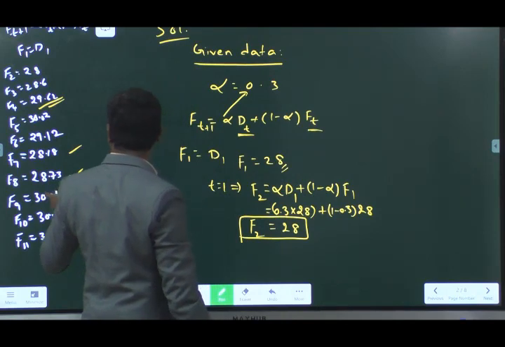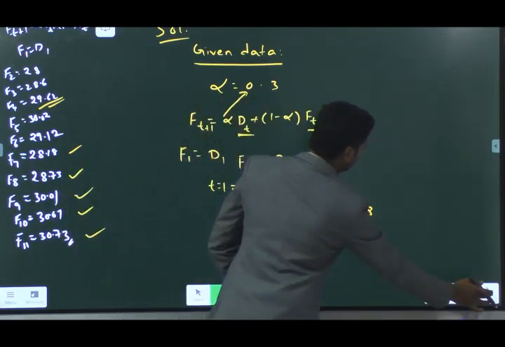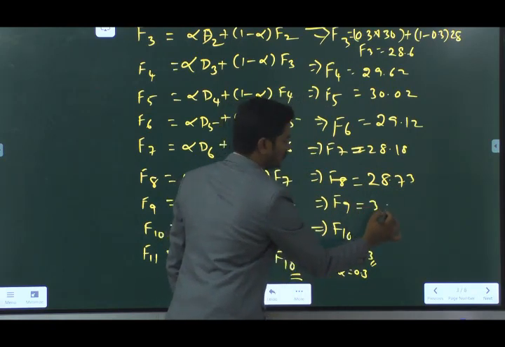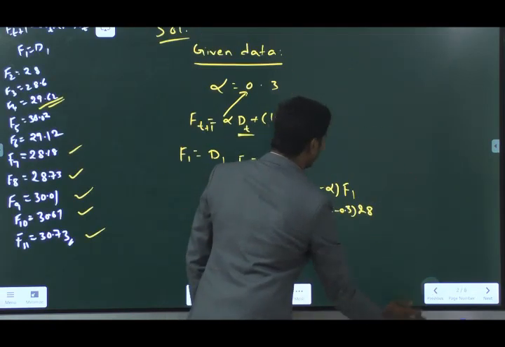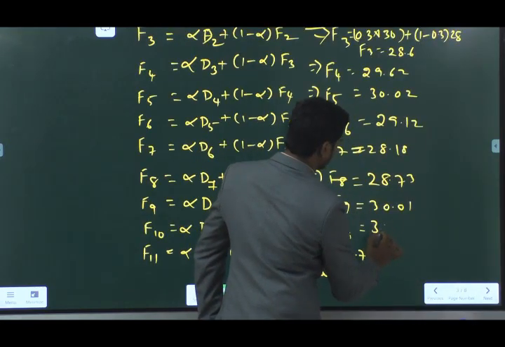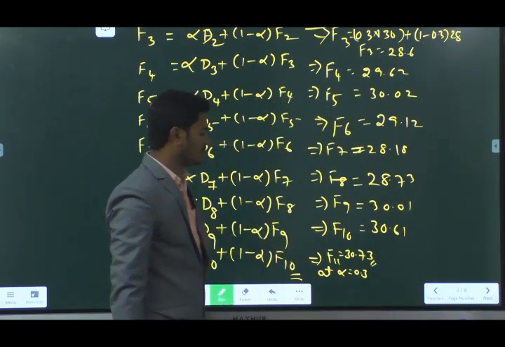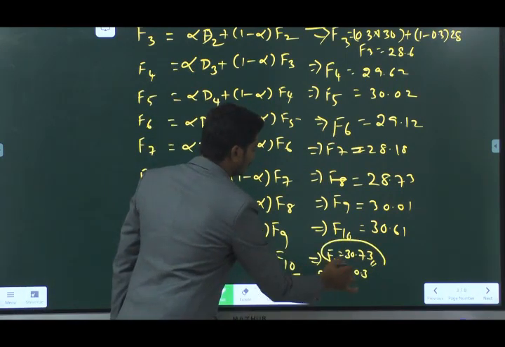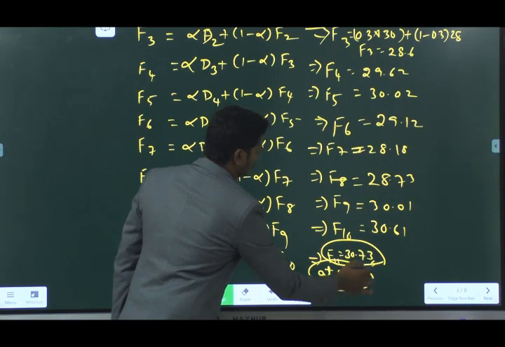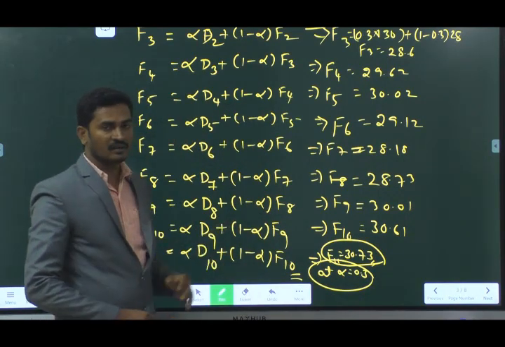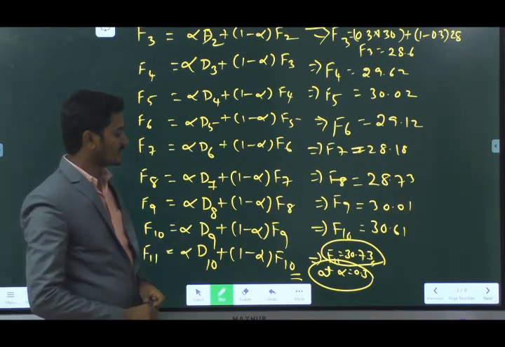And F8 means 28.73, F9 means 30.01, and F10 means 30.61. These are the values. At the 11th period, we calculated the demand as 30.73 with a constant value of alpha equal to 0.3. Okay, this is the example for the exponential smoothing method.